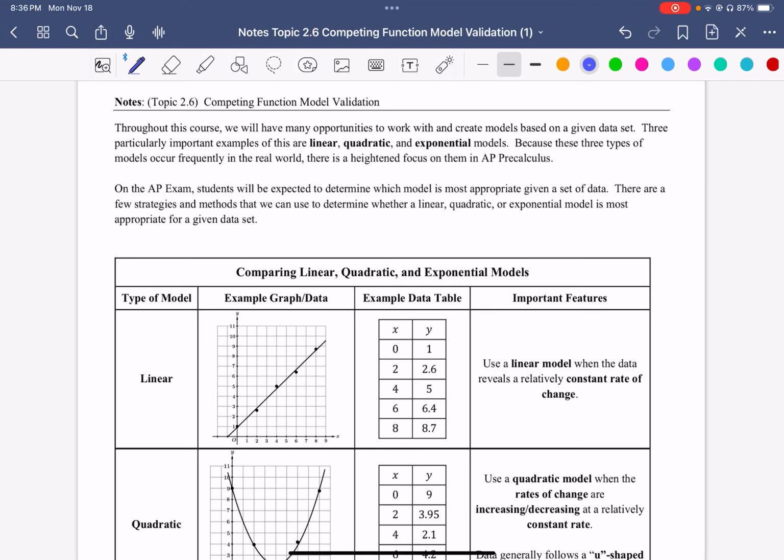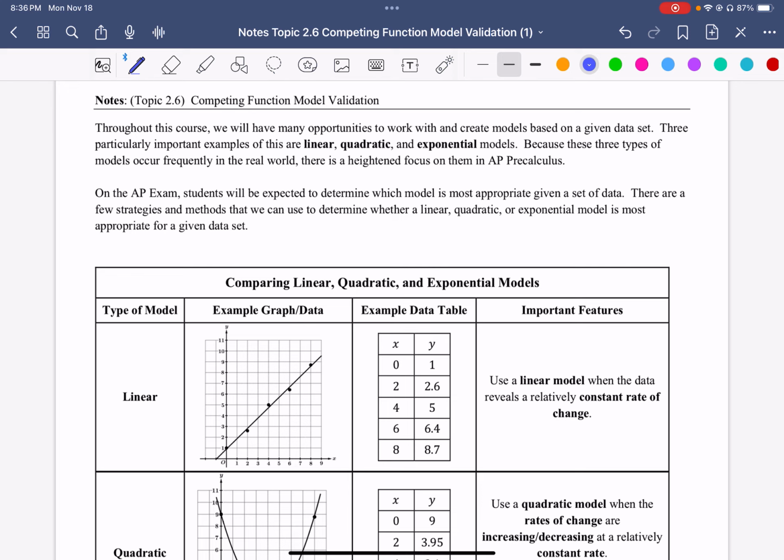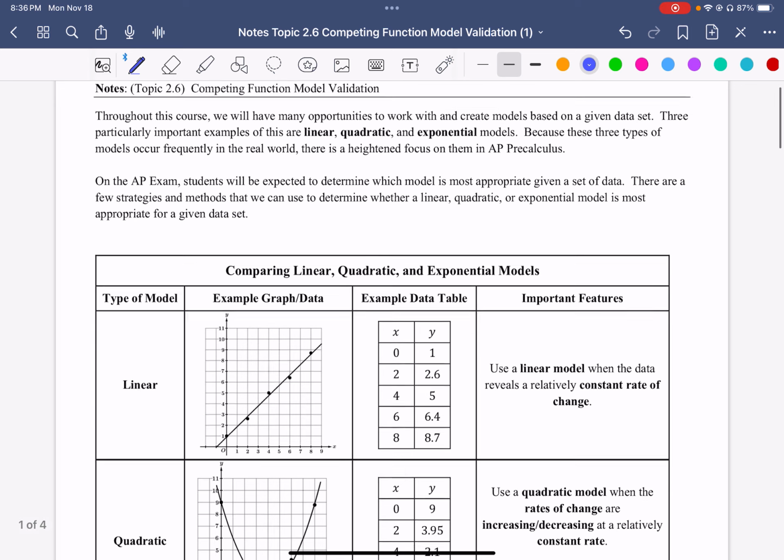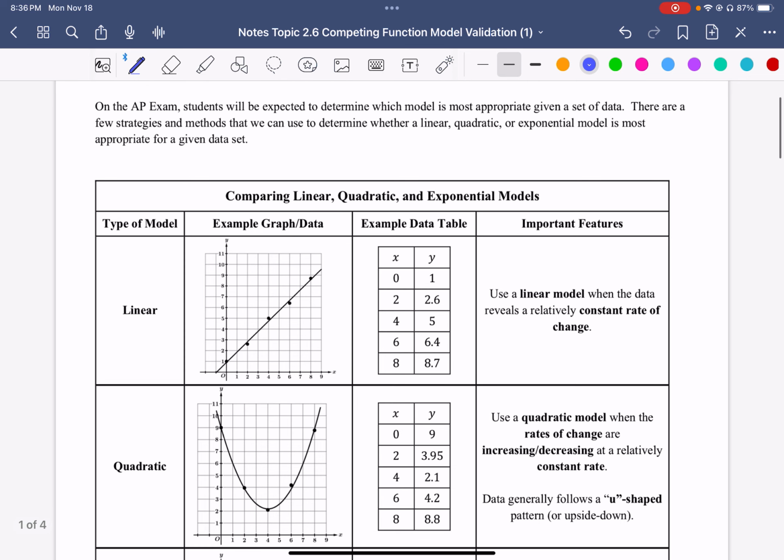This is topic 2.6, competing function model validation. Throughout this course, we will have many opportunities to work with and create models based on a given data set. Three particularly important examples of this are linear, quadratic, and exponential models. Because these three types of models occur frequently in the real world, there is a heightened focus on them in AP Precalculus. On the AP exam, students will be expected to determine which model is most appropriate given a set of data. There are a few strategies and methods that we can use to determine whether a linear, quadratic, or exponential model is most appropriate for a given data set.